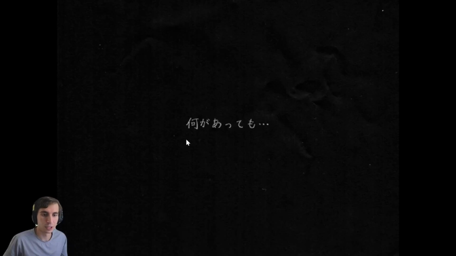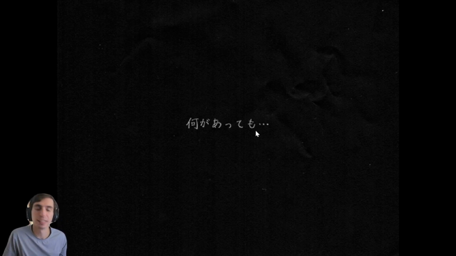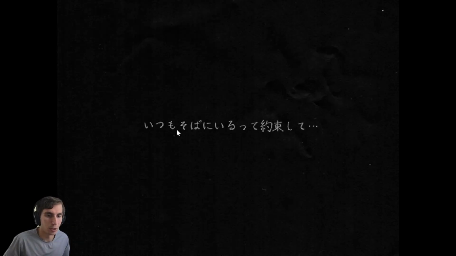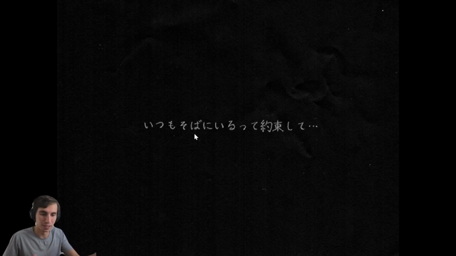Okay. So here we have nani ga attemo. That means no matter what, or whatever happens in any situation, no matter what. Okay. Itsumo soba ni iru tte yakusoku shite. So, first part here, itsumo, always. Soba ni, by one side. So, by one side. Always by one side.